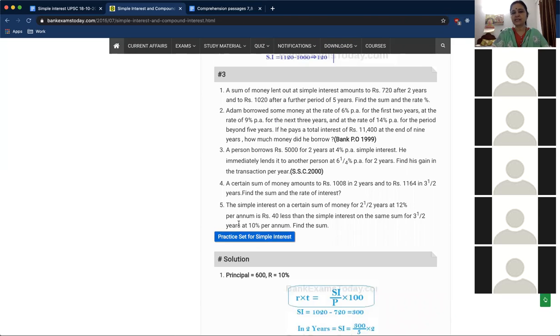There is also a practice set for simple interest, and similarly for compound interest. These are topics common to many competitive exams. You can take inputs from several websites, and this is one of them. Today you can go through this for simple interest.